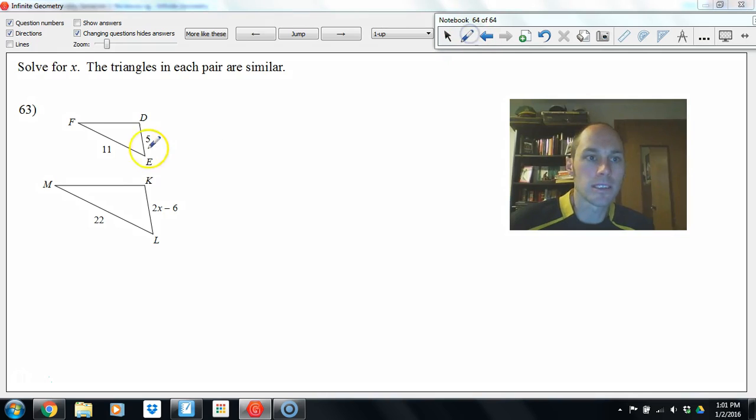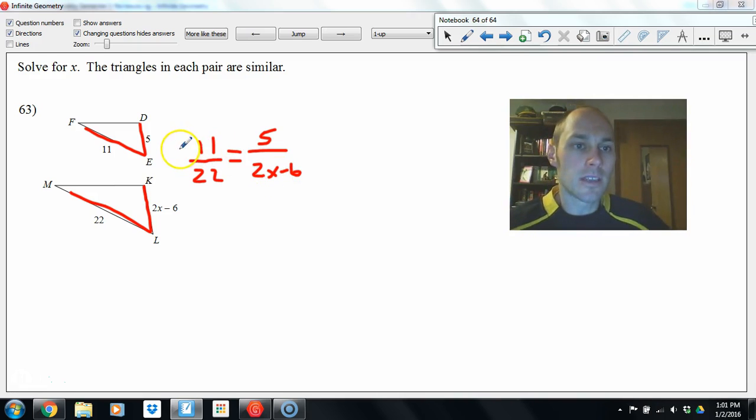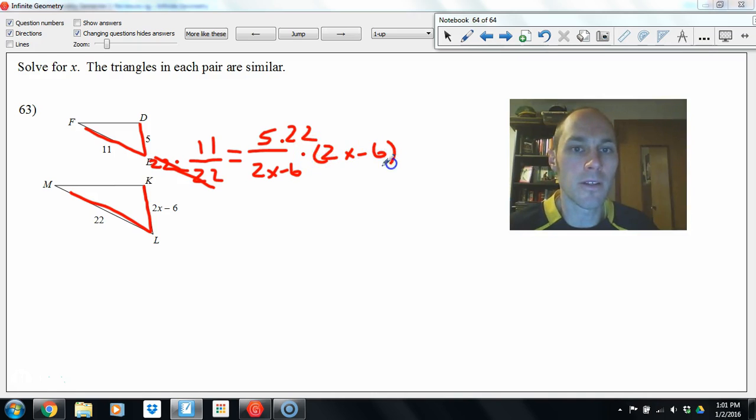Same thing, solve for x. So match up corresponding sides. So 11 is the longest side along with 22, and then 5 to 2x minus 6. So to solve this equation, we can multiply both sides by 22. Cancel out the denominator on the left. Multiply both sides by 2x minus 6 to cancel out the denominator on the right.